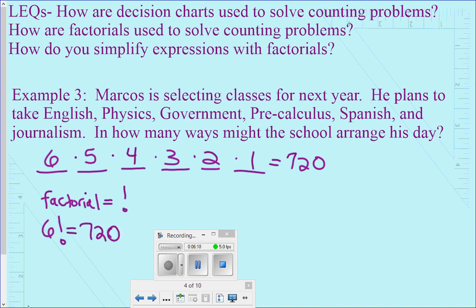Now, I did explain in class how to type that in the calculator. So go ahead and just see me outside of class if you don't know how to type that in the calculator.